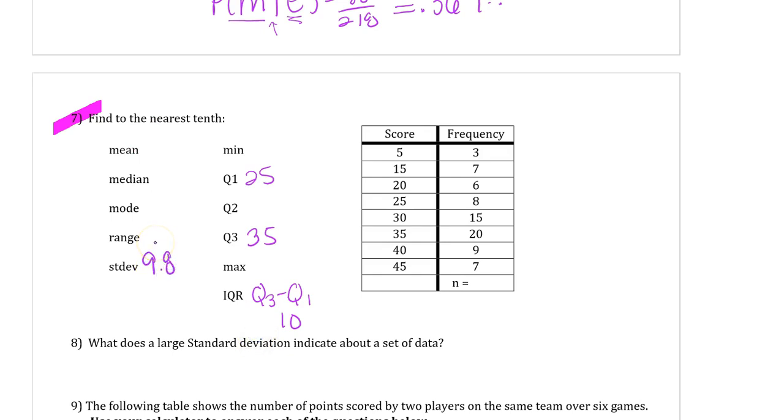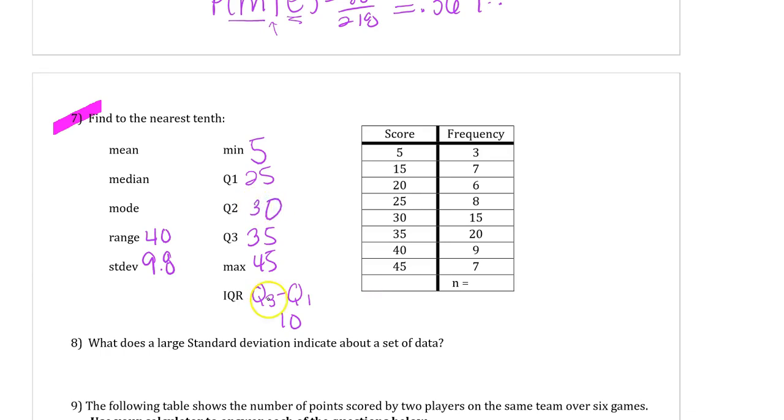Okay, and your range is the max minus the min. So the max I said was 45, the min was 5. So your range is 40. I didn't fill in all these pieces. That's 30, but you get the idea.